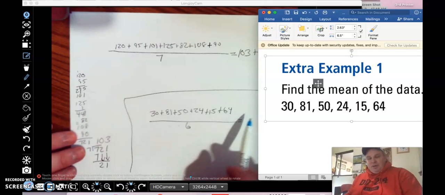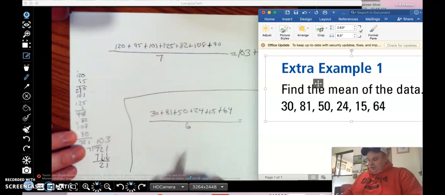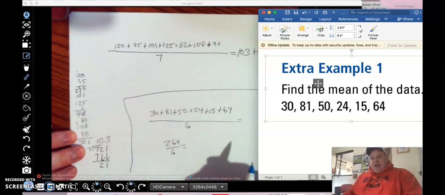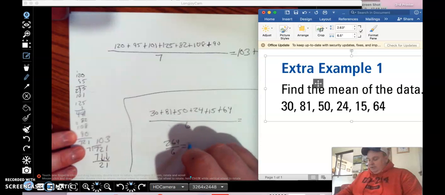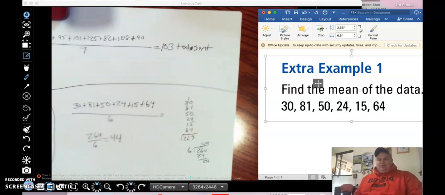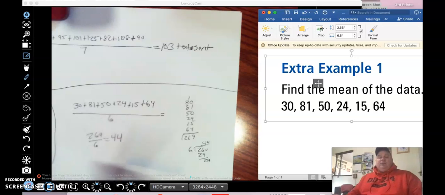Okay, so if you add up all these numbers, 30, 81, 50, 24, 15, and 64, I came up with 264. Now we have to divide that number by 6. And that should equal, I hope you got it, 44. The mean of this data would be 44. Did I show my work? You better believe I showed my work. It's right there. I'm not making you do anything that I wouldn't do myself. So there's my work. I hope you're showing your work. Thank you.